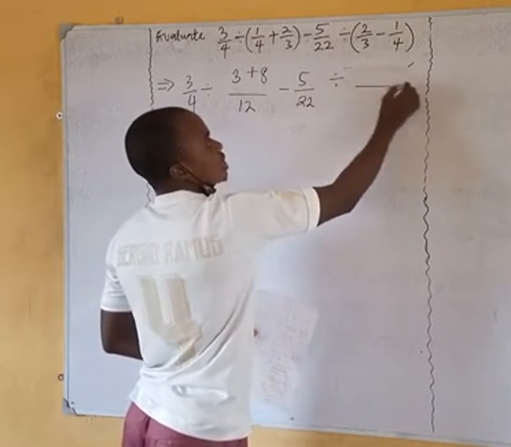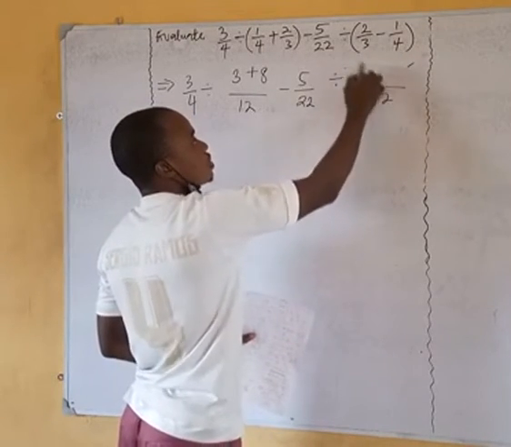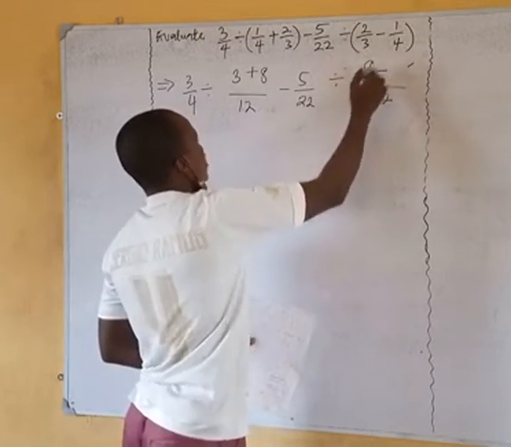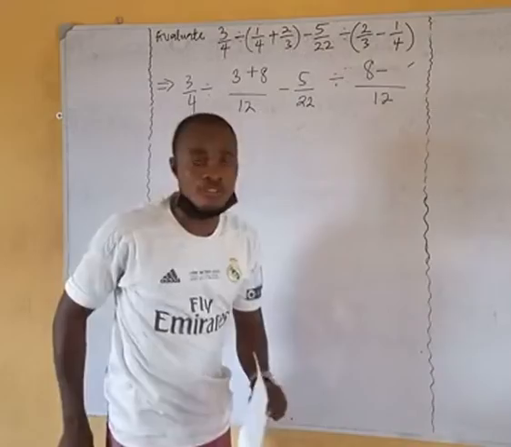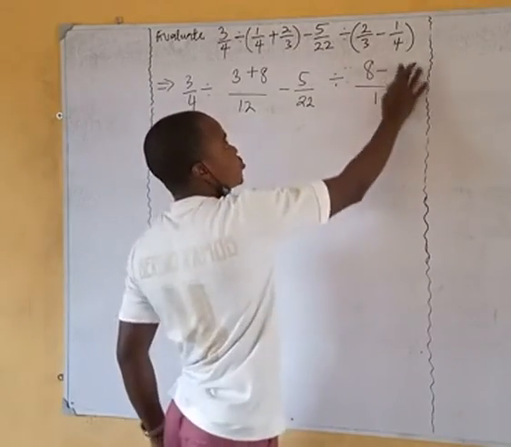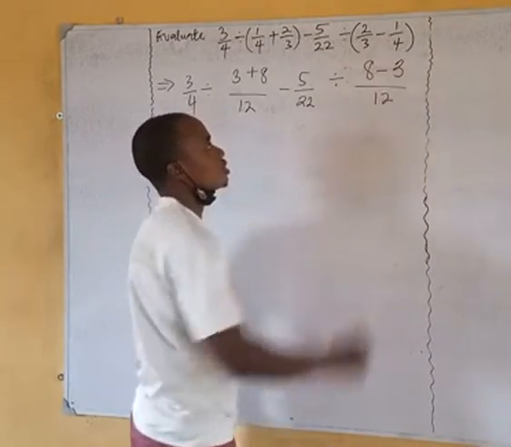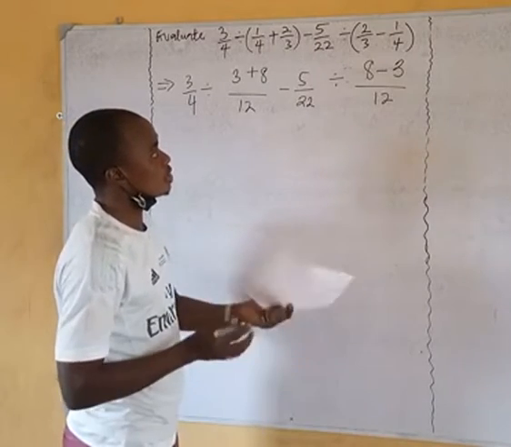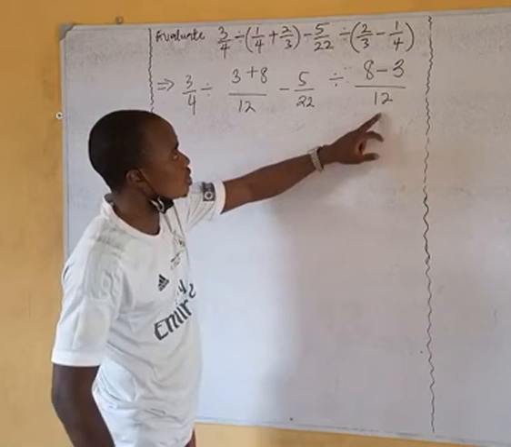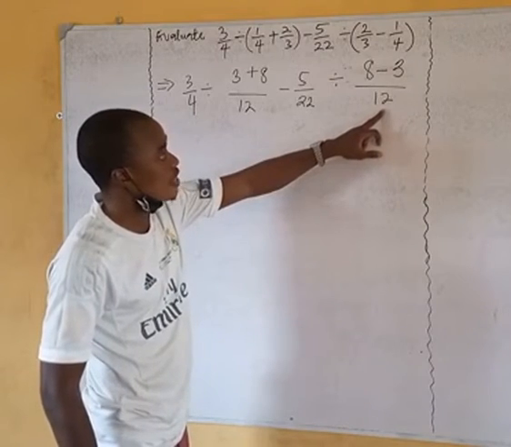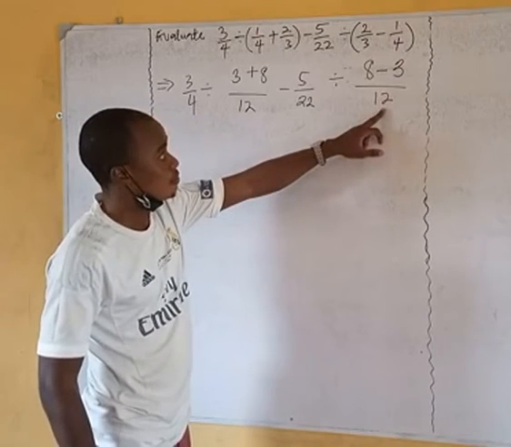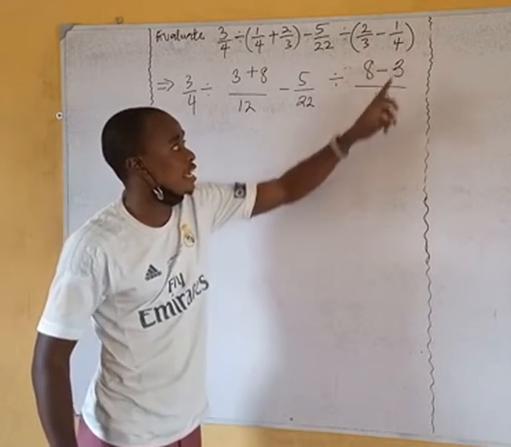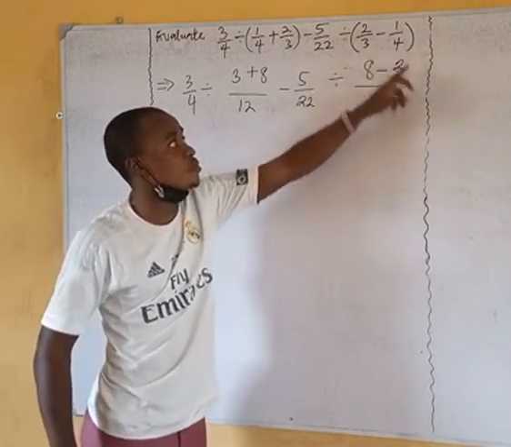We take the LCM of this part also, which is 12. 3 in 12 is 4. 4 times 2 we have 8, minus 4 in 12, which is 3. 3 times 1 we have 3. Are you getting it now? 3 in 12 is 4, and 4 times 2 we have 8, minus 4 in 12 we have 3, and 3 times 1 we have this.